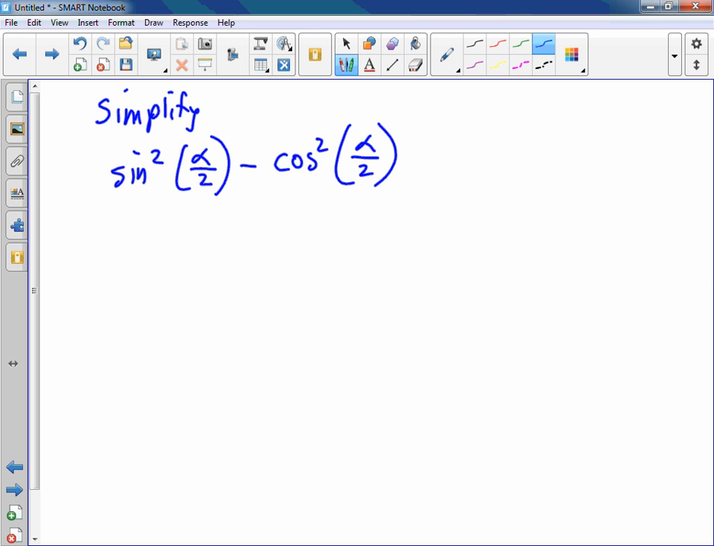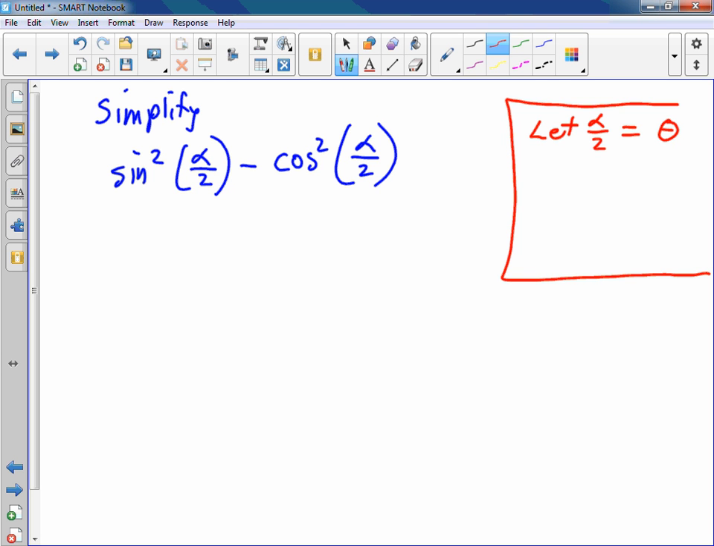One technique I want to talk about is using little substitutions to make your life easier. And that's fine. You can say let alpha over 2 equal theta. That's cool. Makes it simple. And then you can say sine squared minus cosine squared. Instead of alpha over 2, you can just write theta. And then it looks a lot like the one we just did in the warm-up. Pretty straightforward.